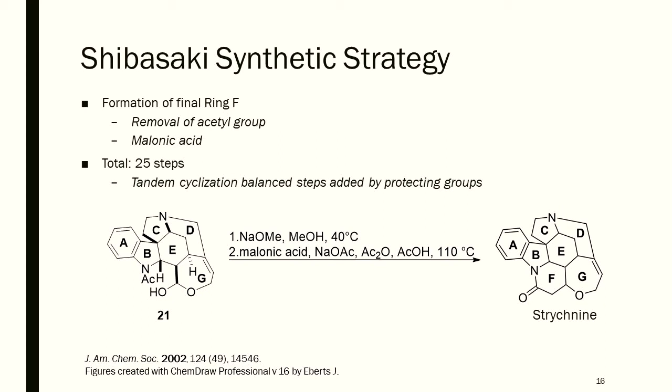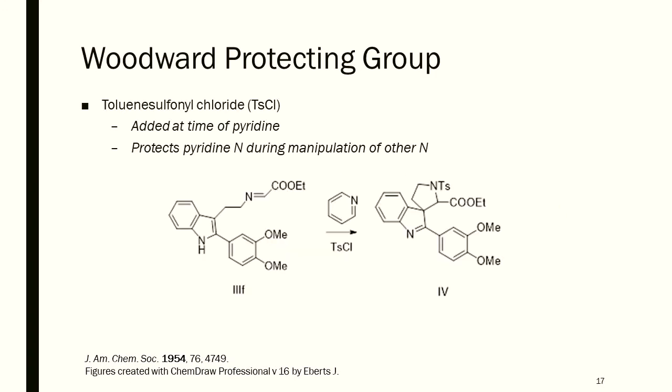His process also involved 25 steps, but you have seen that it is quite a bit more complicated than Woodward's. So they basically used the tandem cyclization to balance out the steps that were added by all the protecting groups. Woodward really only used one protecting group, the toluene sulfonyl group.